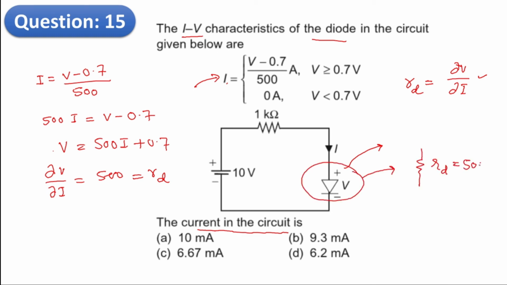And the battery, because there is some potential drop of 0.7, so the battery will be like this. So this is 0.7. We can use it like this.